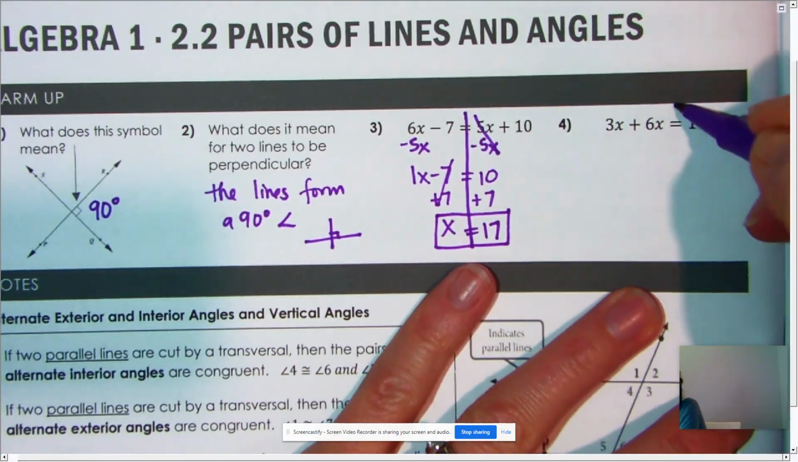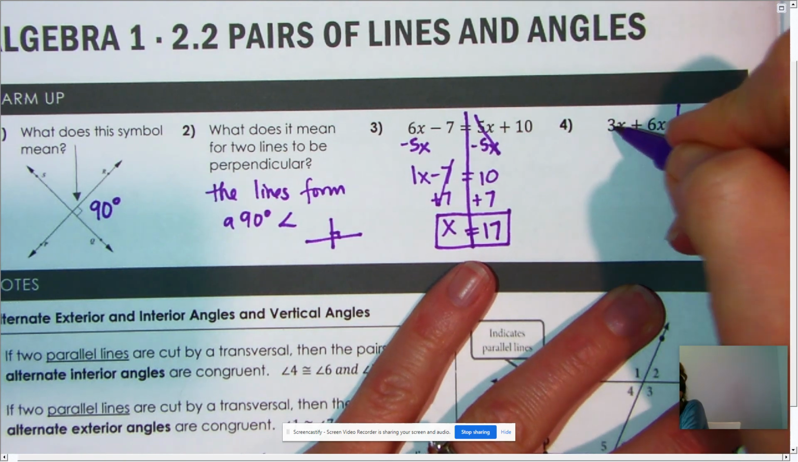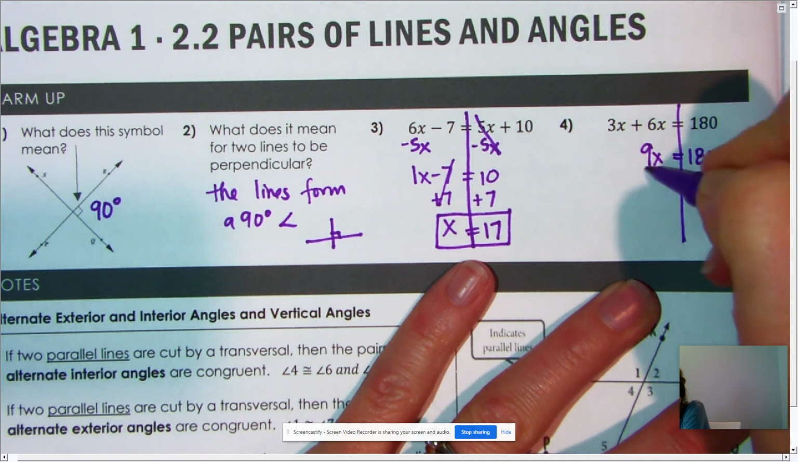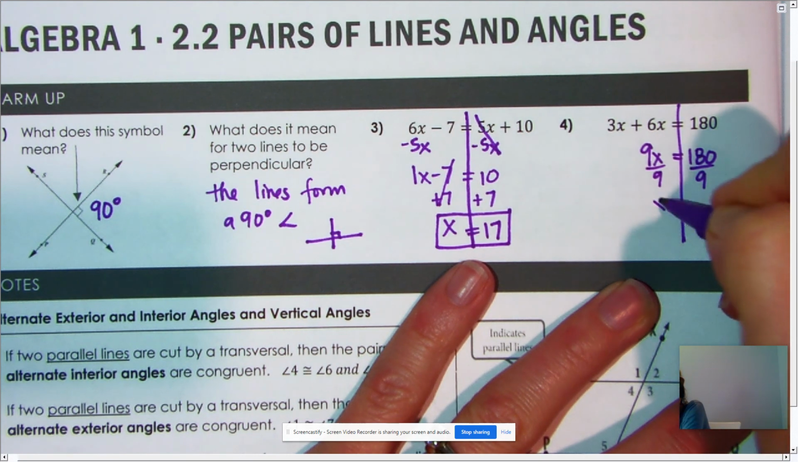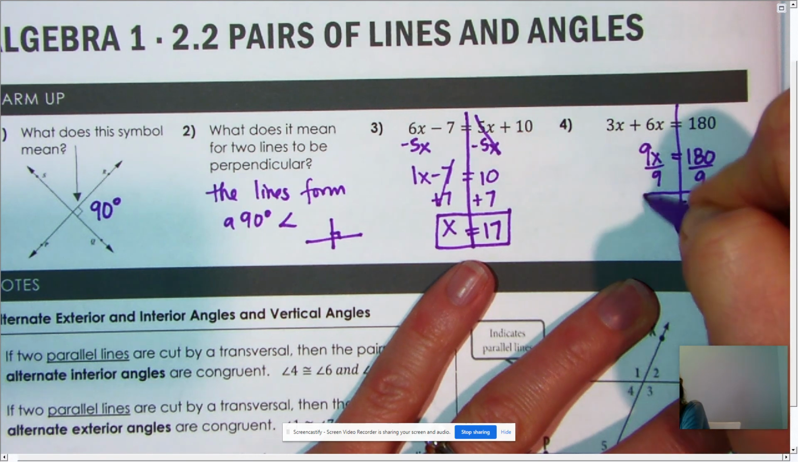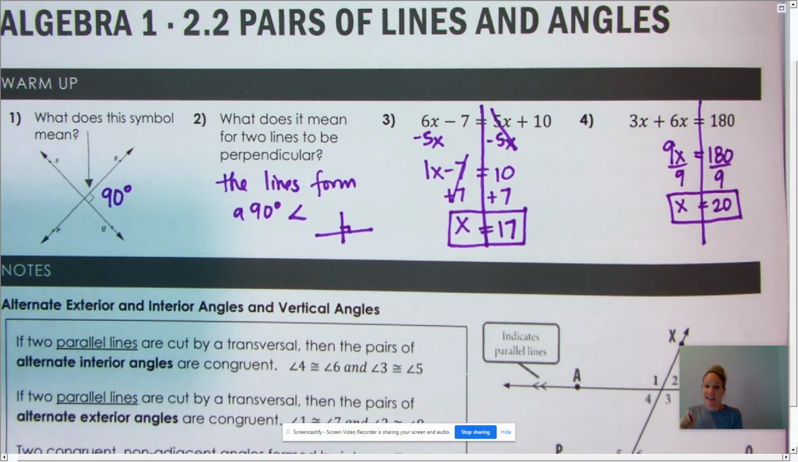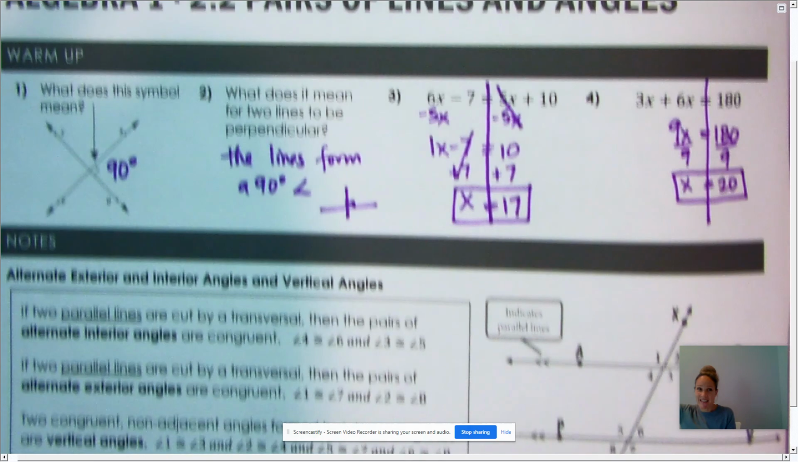I'm going to combine like terms. 3x and 6x makes 9x equals 180. Divide by 9 on both sides. So x equals 20. Okay, hopefully you had all those right. Thanks for checking your work. We're going to go over some notes here, you guys.